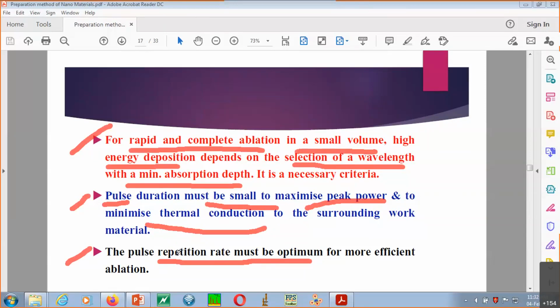Okay, for efficiency, this last process is based on trial and error. Based on that you can find out the optimum time difference between the pulses. If this is the time interval, then it can be perfectly used for this process. So you see, for a more efficient ablation process.